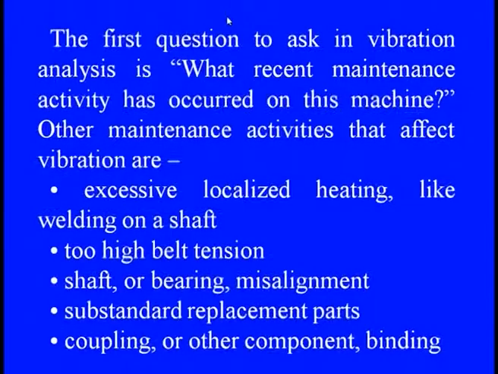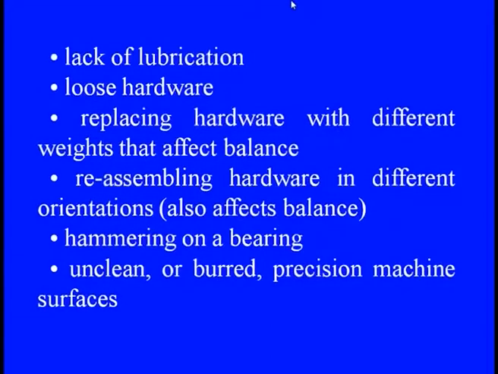So when we know that even in maintenance there are some problems, what is the strategy? First of all, the maintenance activities that affect the vibrations are excessive localized heating or welding of the shaft. When we do these things, there is an unbalance. Others are too high belt tension, shaft or bearing misalignment, substandard replacement parts, couplings with a binding feature, or even lack of lubrication or some looseness in the hardware.